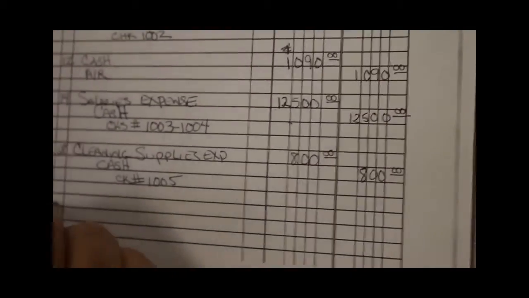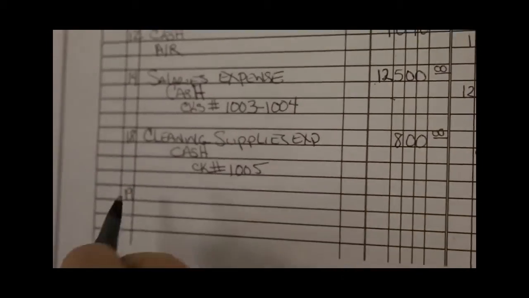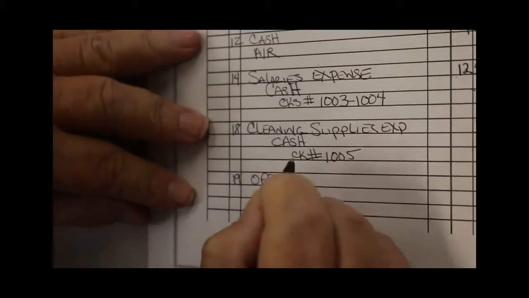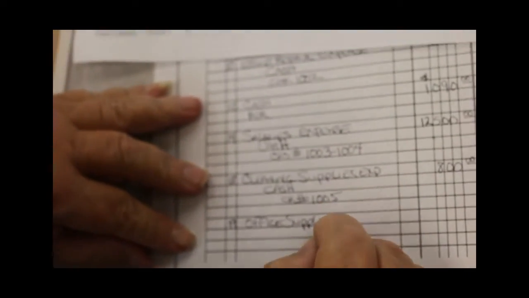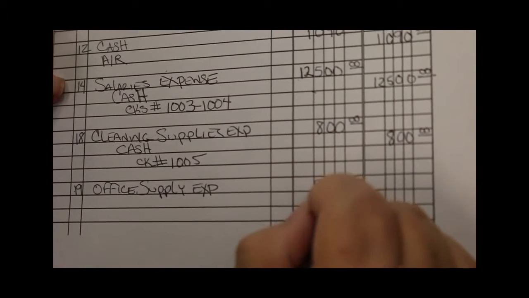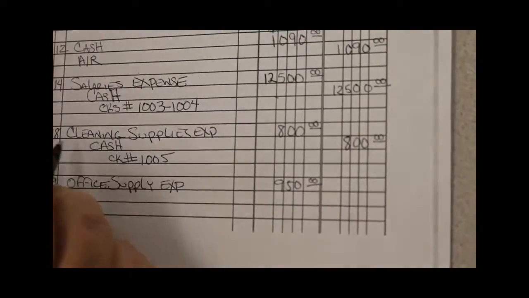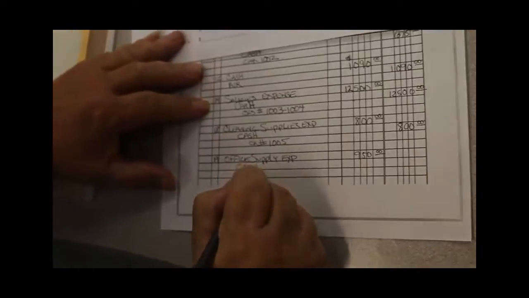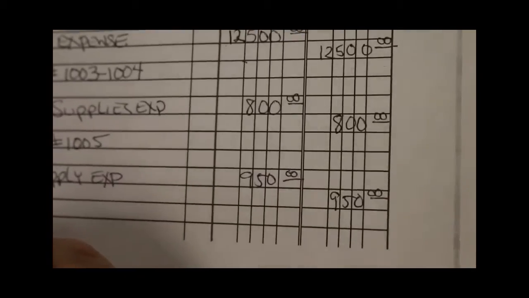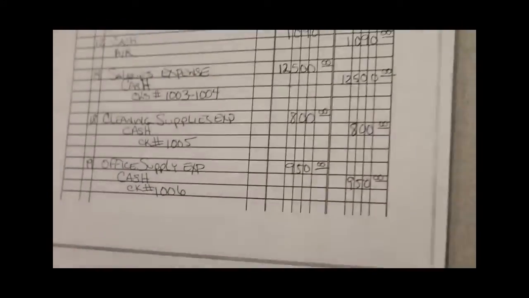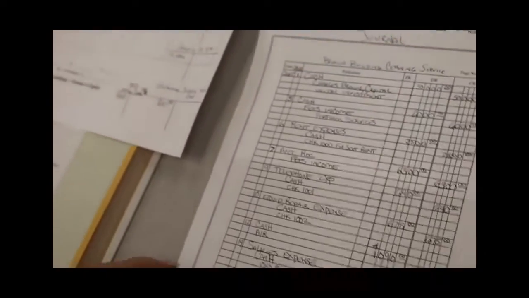Skip a line. Put the date, 19th. Okay, what account got debited? The office supply expense. All right, we debit it for $950. And then what account got credited? Cash. So cash, $950. And then we wrote a check for that. So check number 1006. And so that's what that entry should look like. All right.